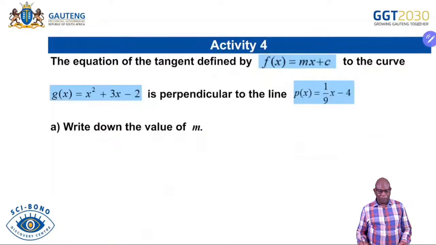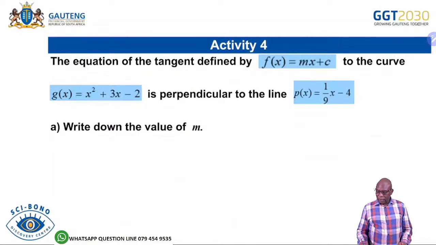You're doing very well. Now let's look at activity 4. Now in this activity, you are given that the equation of the tangent is defined by f of x equals mx plus c. So the curve given as g of x is x squared plus 3x minus 2.